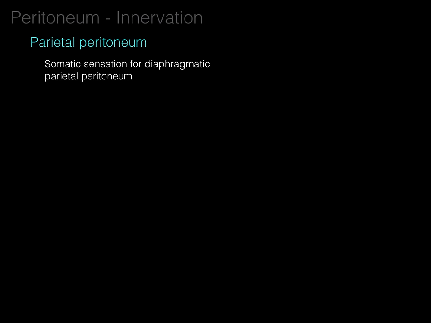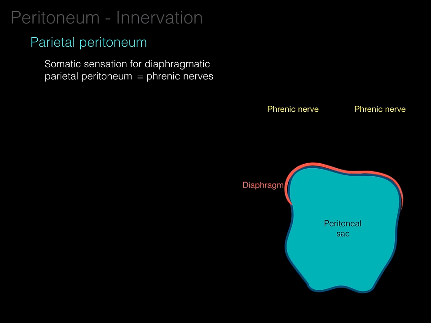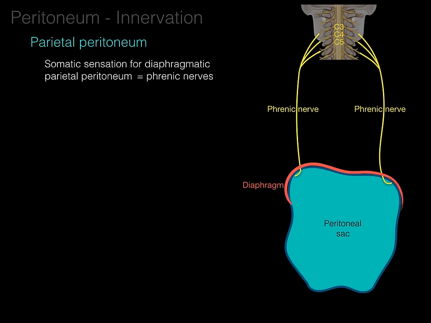There's also some somatic sensation for the diaphragmatic parietal peritoneum that's different. Because it's along the bottom of the diaphragm, that part of the parietal peritoneum is far away from the abdominal wall, so its somatic sensation is via the phrenic nerves. And so there's our diaphragm, and then there's our peritoneal sac, and the phrenic nerves arise from the C3, C4, and C5 spinal cord levels. C3, 4, and 5 keep the diaphragm alive. So they come down, and they provide motor innervation to the diaphragm, but they also pierce through the diaphragm, and as you can see, go to the diaphragmatic surface and provide sensory innervation of the diaphragmatic portion of the parietal peritoneum in the house that Jack built.